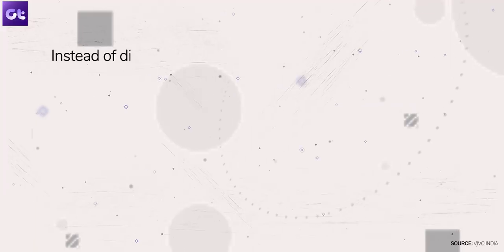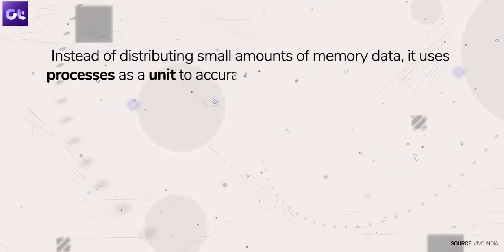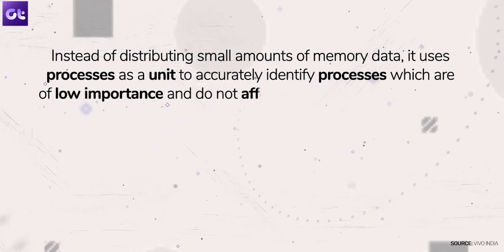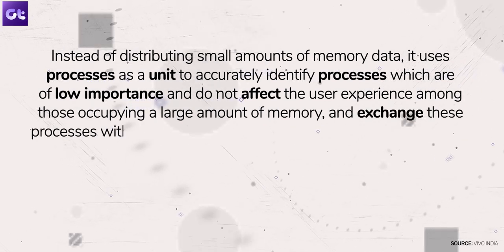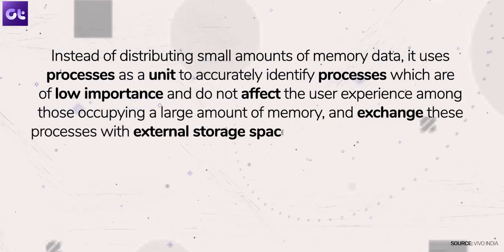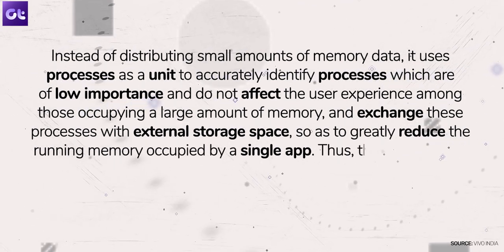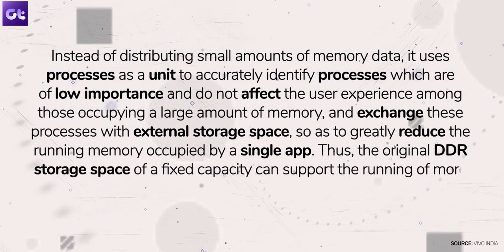They say, instead of distributing small amounts of memory data, it uses processes as a unit to accurately identify processes which are of low importance and do not affect the user experience among those occupying a large amount of memory, and exchange these processes with external storage space so as to greatly reduce the running memory occupied by a single RAM. Thus, the original DDR storage space of a fixed capacity can support the running of more apps. Basically, swap.